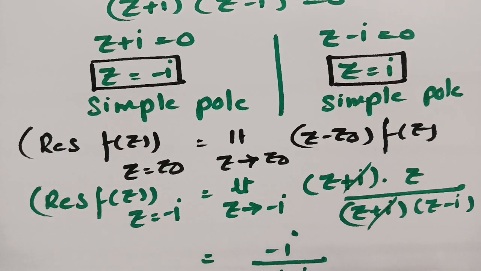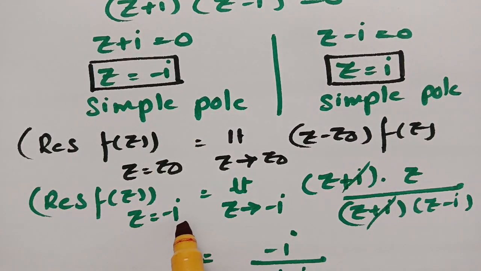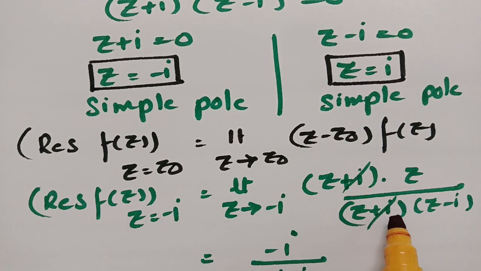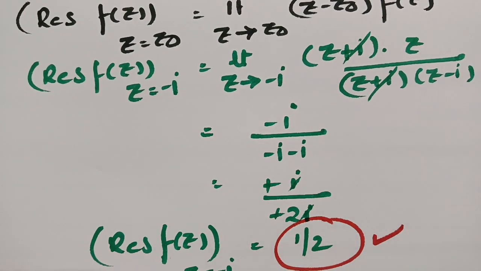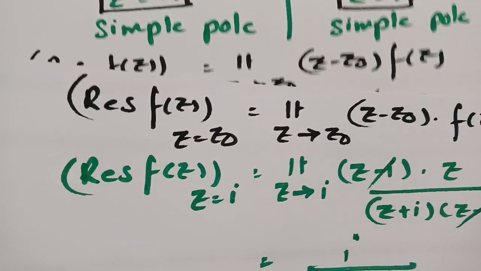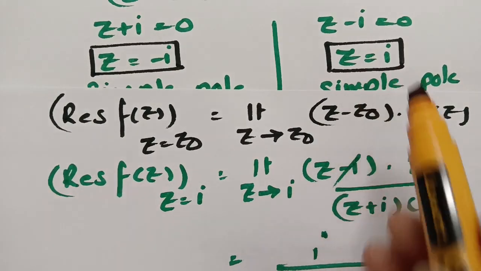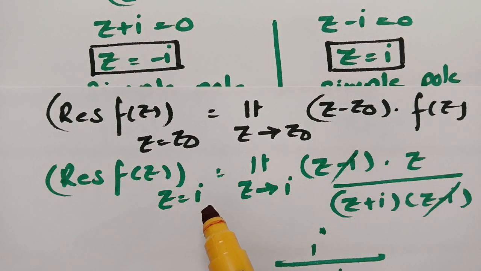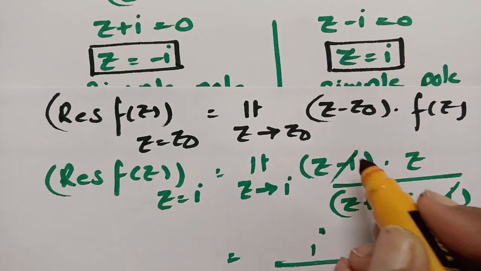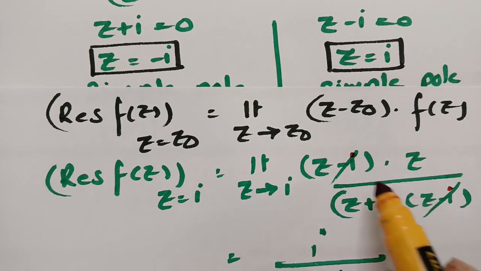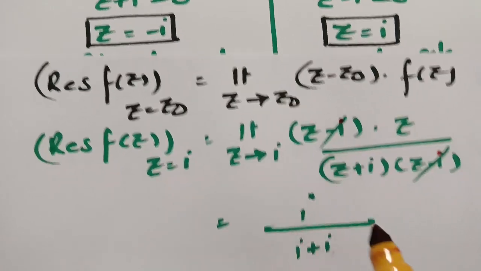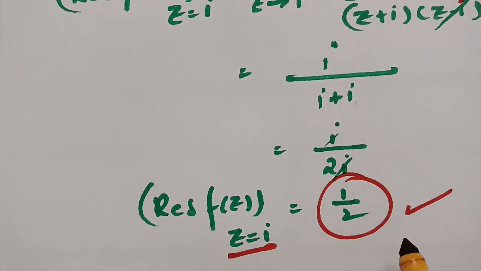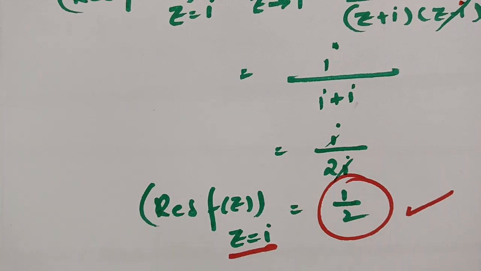First, we have to find the residue for the pole z is equal to minus i. Here is the formula. After substituting z as minus i, we got the value as plus half. And the next pole value is i. If I substitute z is equal to i and cancel z minus i from the numerator as well as denominator, I got the residue value is equal to half for the corresponding pole value z is equal to i. So this is how we have to solve.